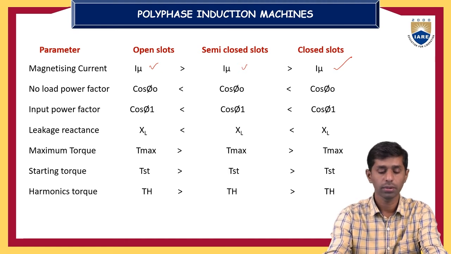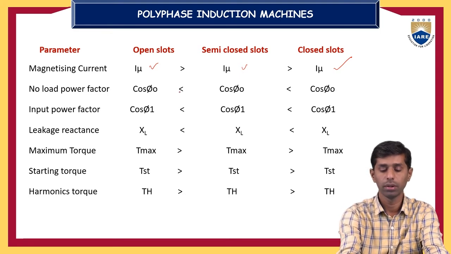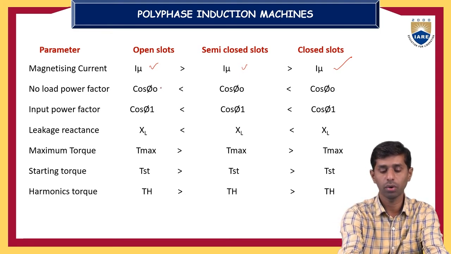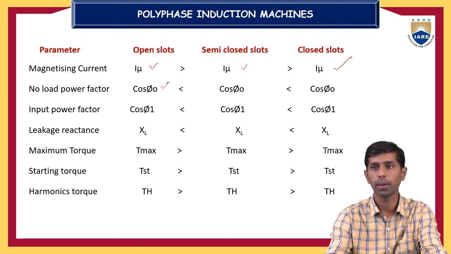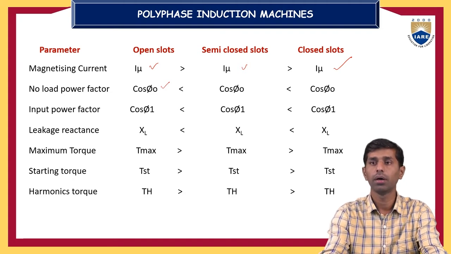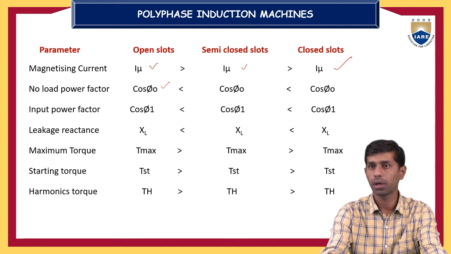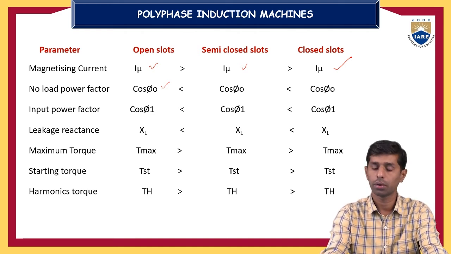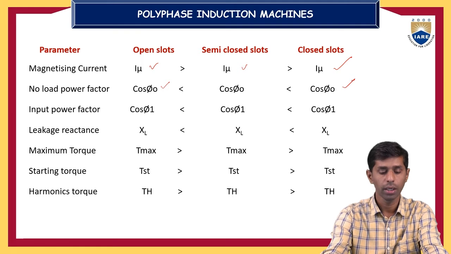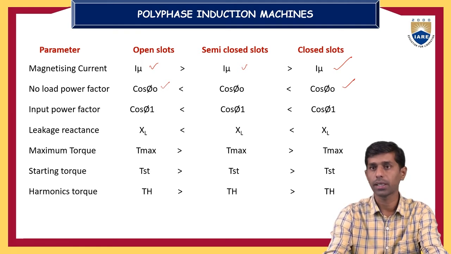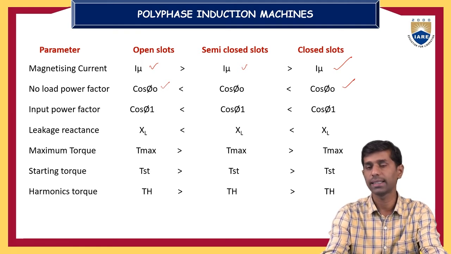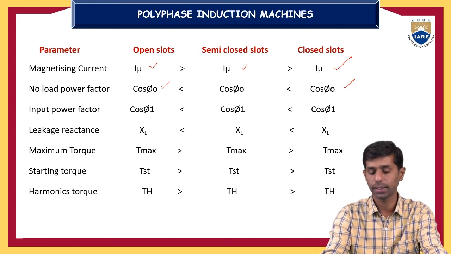No load power factor: in open type slots, the no load power factor is very less compared to the remaining two types. So the no load power factor, which we can name as cos phi naught, is less than the no load power factor of the semi-closed slots, and it is also less than that of the closed slots. Input power factor, named cos phi 1, is also less in the open type slots: cos phi 1 is less than cos phi 1 of the semi-closed slots, and also less than the closed slots.